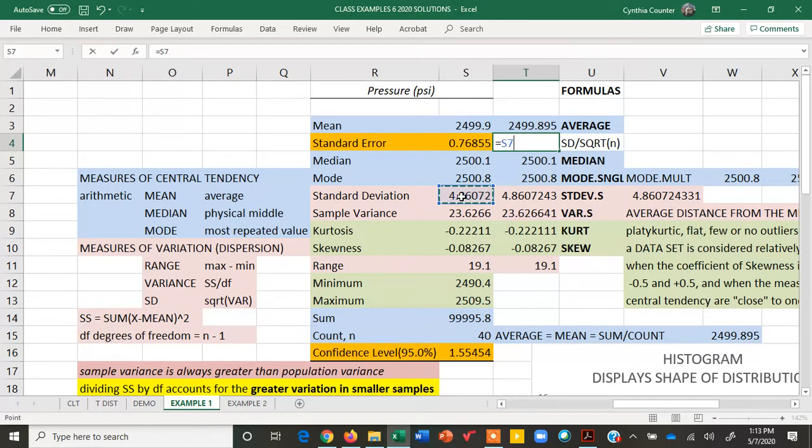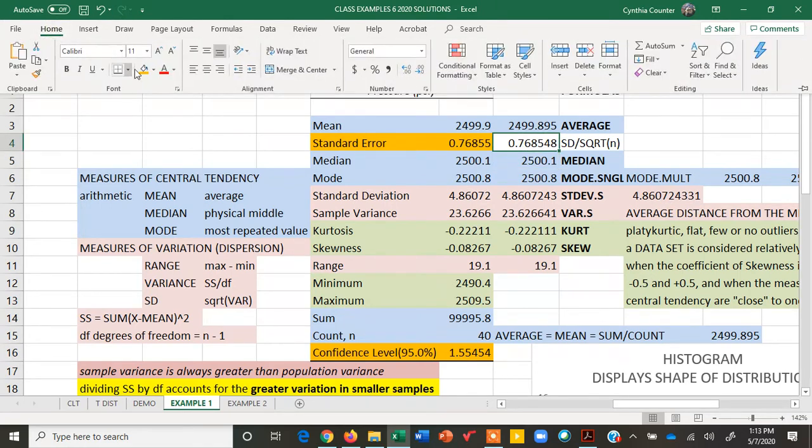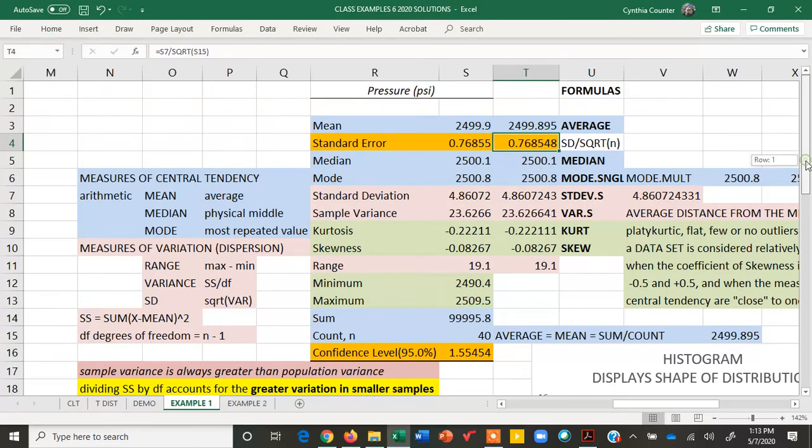I can show you there's the standard deviation divided by the square root of the sample size, which is the count, recall. See, and there's the same value, 0.7685. So that's how we can get the standard error if we didn't already have it output here.